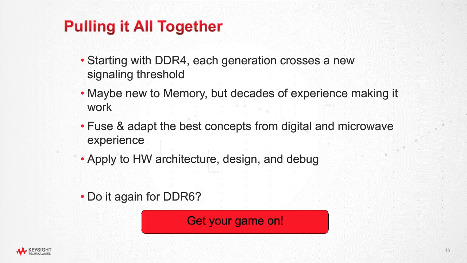So let me pull all of this together here, and leave some time for questions if you have any. Starting with DDR4, I think we've hit a new zone where basically each generation of DRAM is forcing us to cross into a new threshold of signaling technology. And so the days of being in the old comfort zone and being able to just look at smaller numbers and deal with smaller numbers for things like setup and hold time are really going away. And this is even true for embedded designs as they start having to look at going from DDR3 to DDR4.